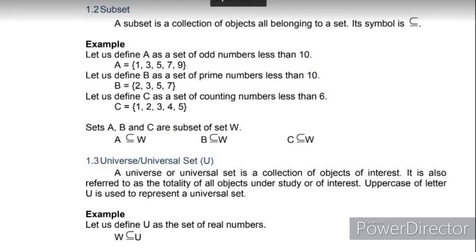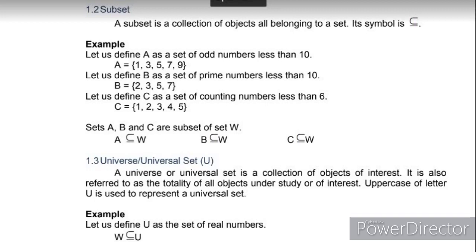Next, let us define B as a set of prime numbers less than 10. Remember, a prime number is a number that can only be a product of itself and 1. So we will write the set B is equal to {2, 3, 5, 7}, because 2, 3, 5, 7 are prime numbers less than 10.